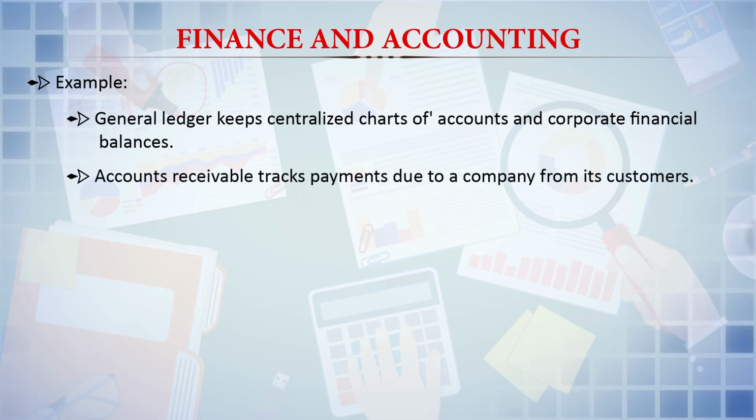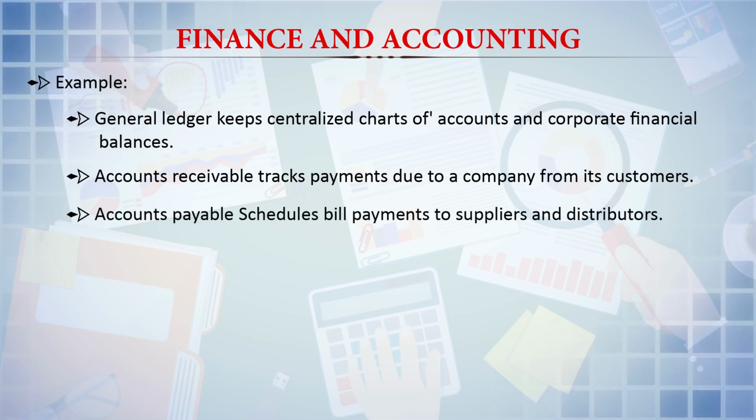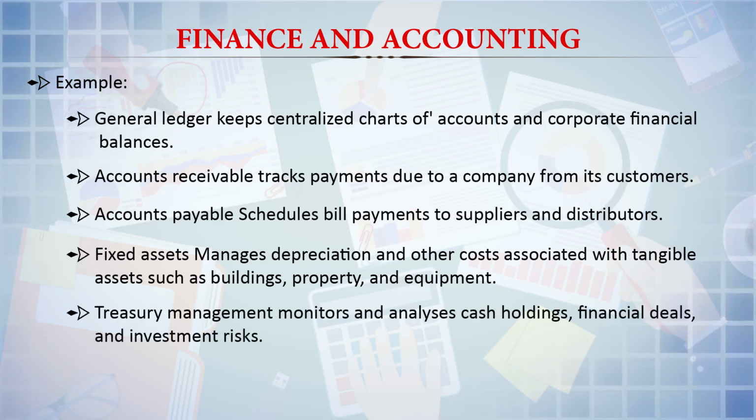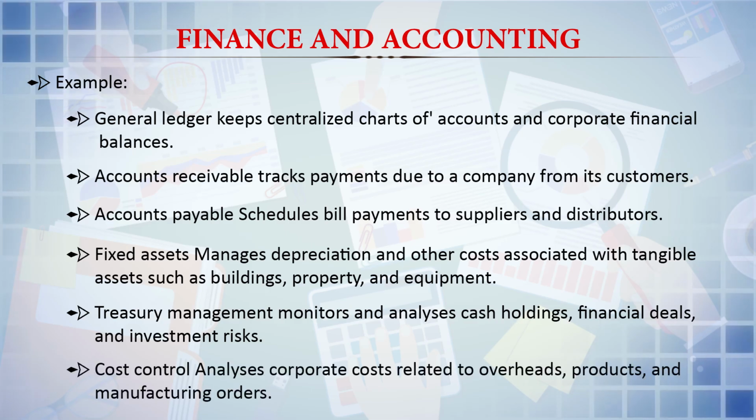The accounts receivable tracks payments due to a company from its customers. Accounts payable schedules bill payments to suppliers and distributors, and then fixed assets manages depreciation and other costs associated with tangible assets such as buildings, property and equipment. The treasury management system monitors and analyzes cash holdings, financial deals and investment risks. The cost control analyzes corporate costs related to overheads, products and manufacturing orders.